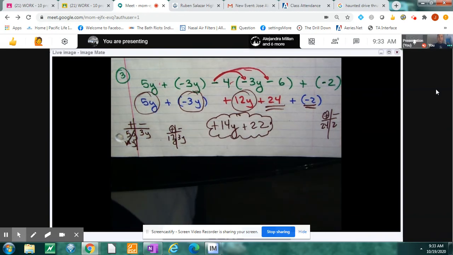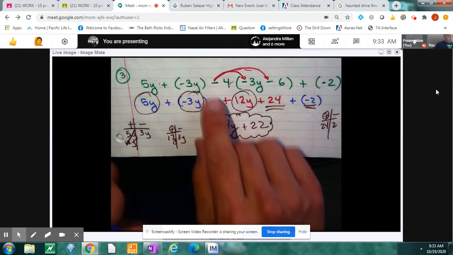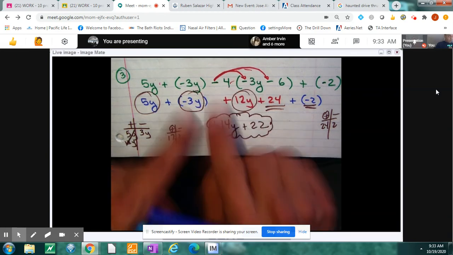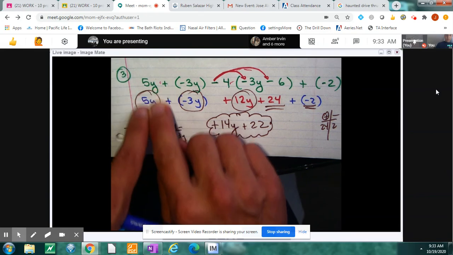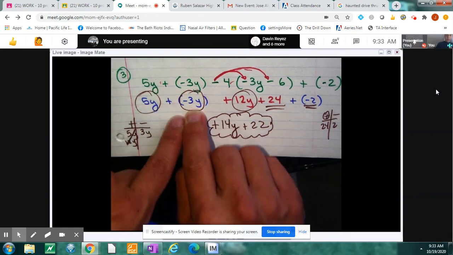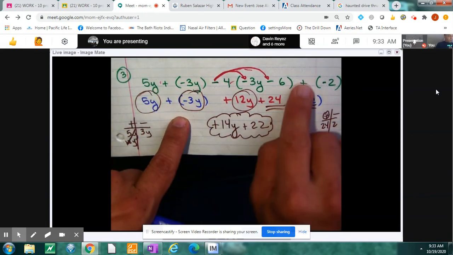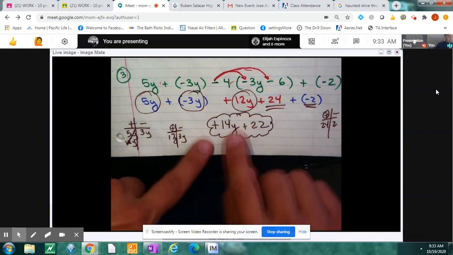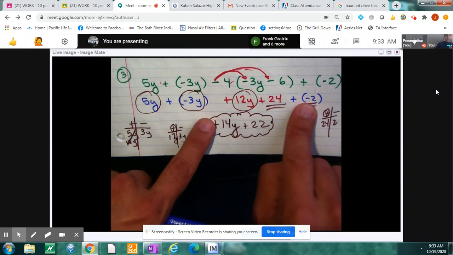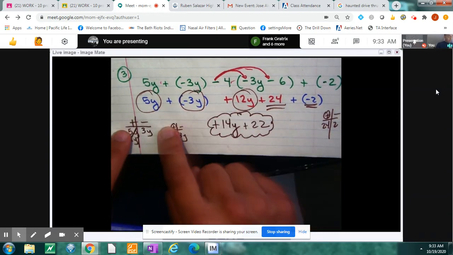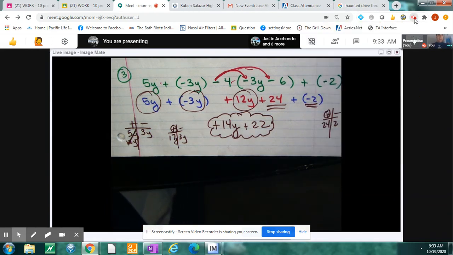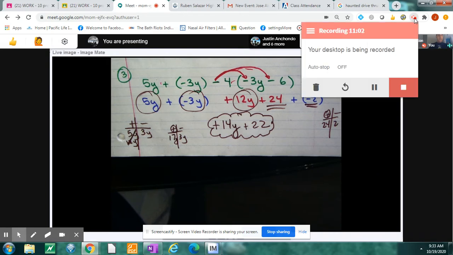So what did I do? So first off, I did the distributive property. The 5y stays by itself, the -3y stays by itself, the plus -2, you're not multiplying with anything, stays by itself, and then go ahead and combine like terms. The y's, and then the constant, and then that's it. Okay, so far so good. So that's problem number 3.